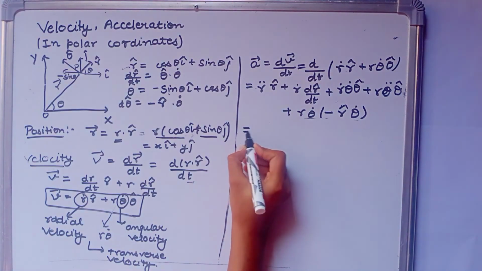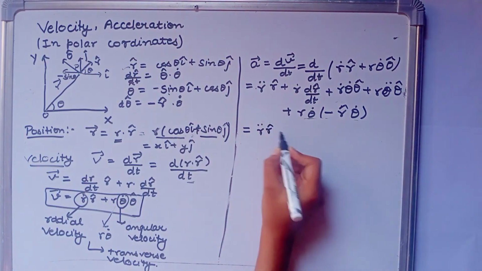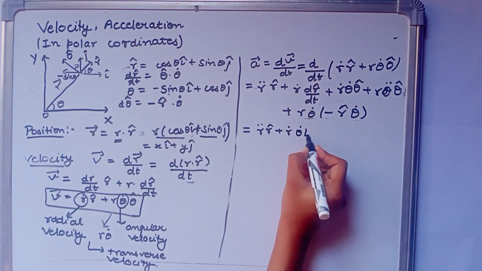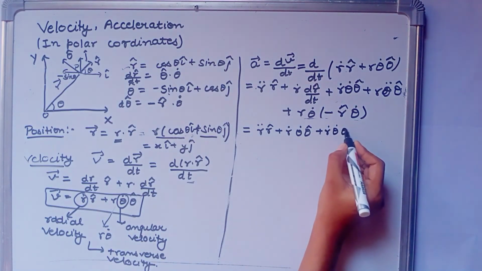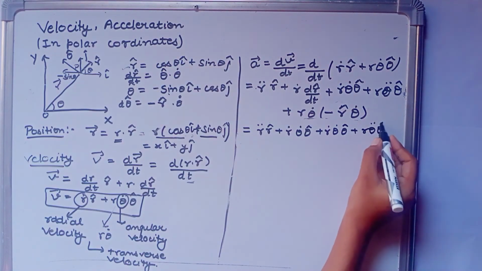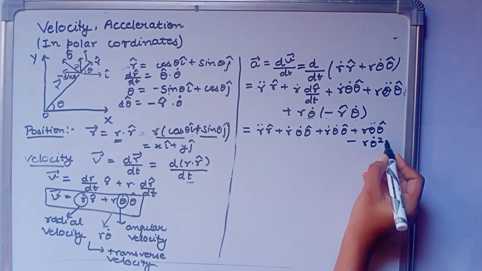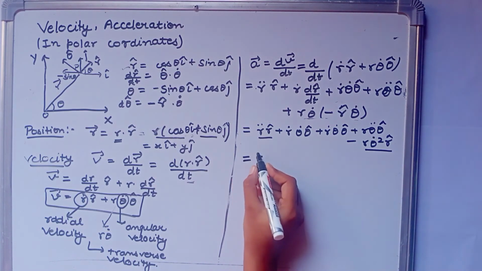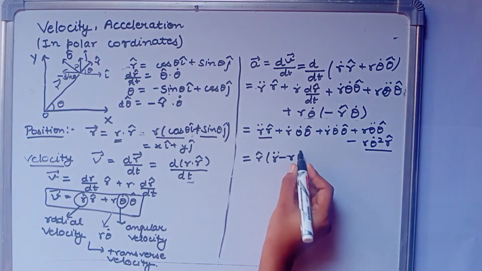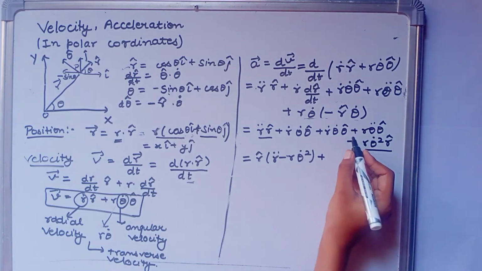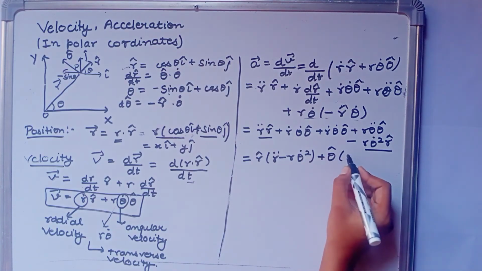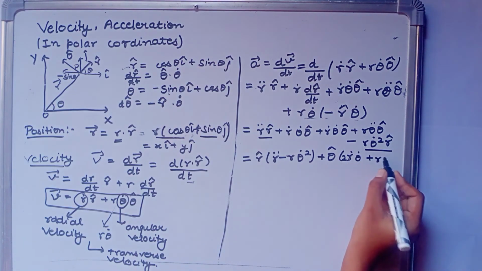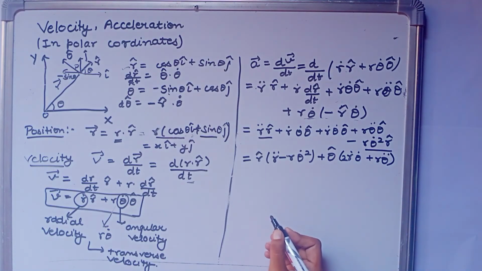Now we will simplify this equation further. So we obtain r double dot r cap plus r dot dr cap by dt, which is theta dot theta cap, so it will be r dot theta dot theta cap plus r dot theta dot theta cap plus r theta double dot theta cap minus r theta dot square r cap. Now taking r cap common out of the first and last terms, we obtain r cap times r double dot minus r theta dot square, plus taking theta cap common out of these three terms, we obtain theta cap times r dot theta dot plus r dot theta dot, which will be 2 r dot theta dot, plus r theta double dot. Now we have obtained 4 terms over here.